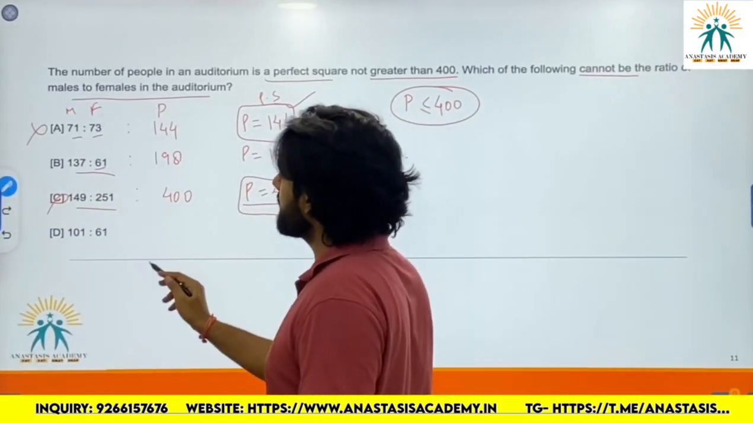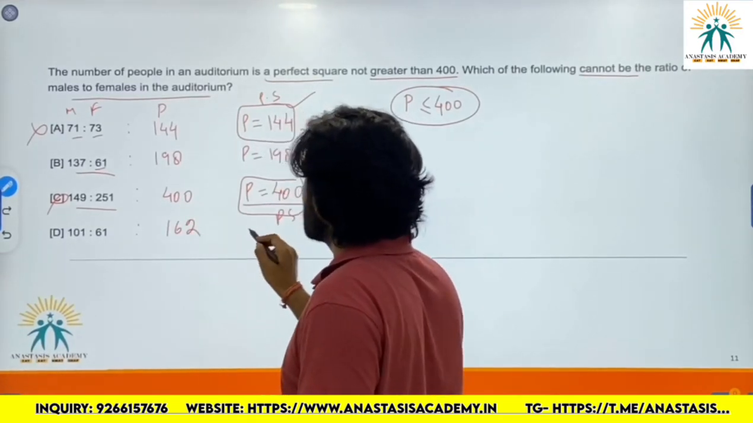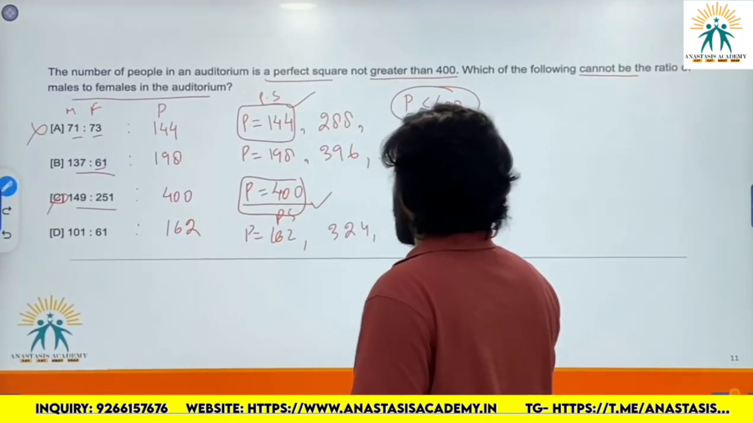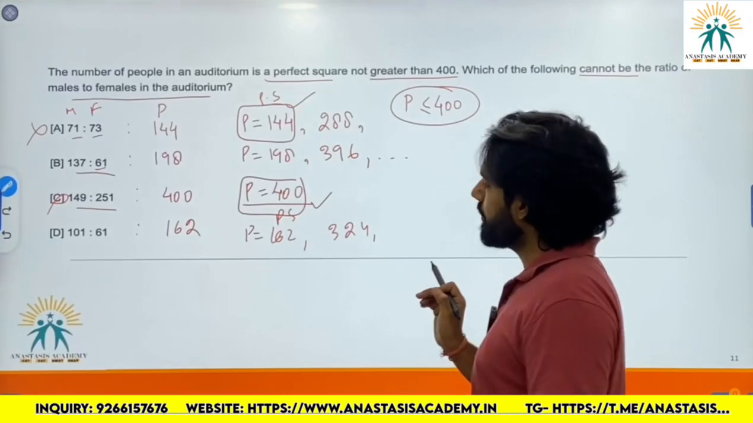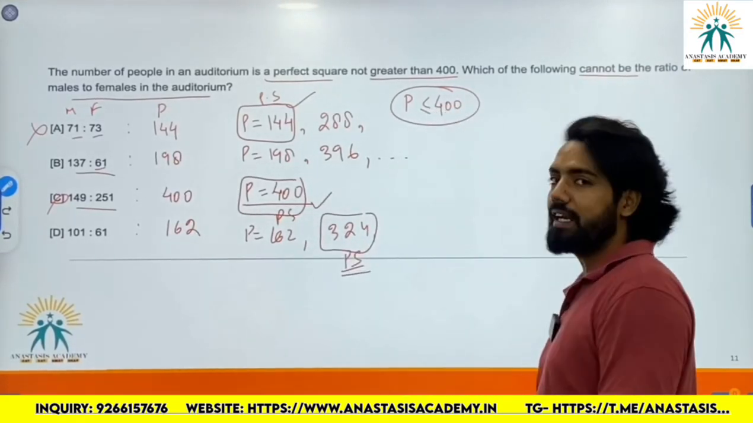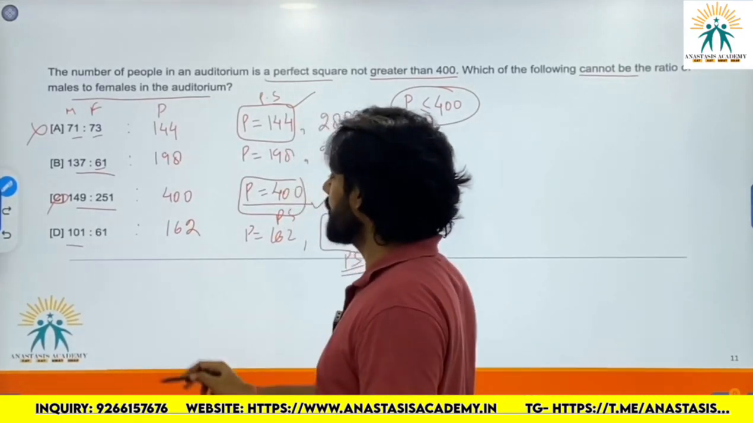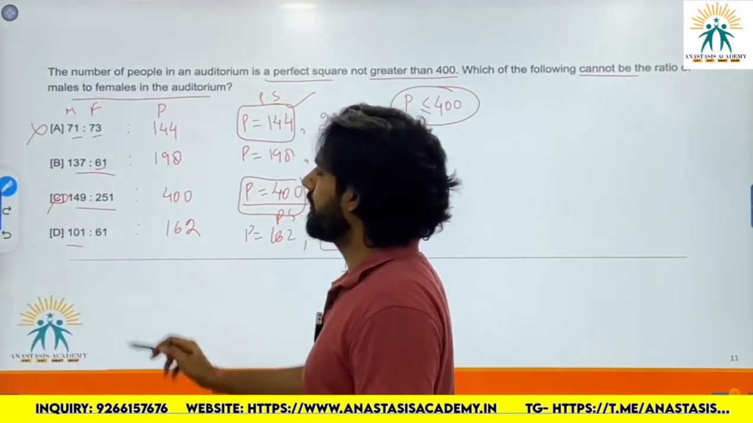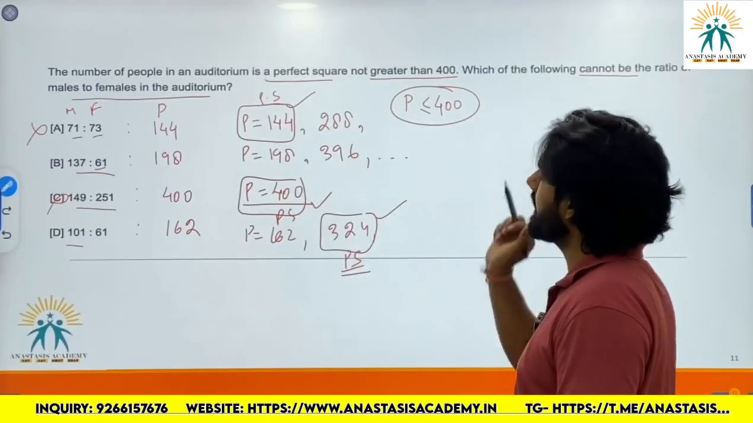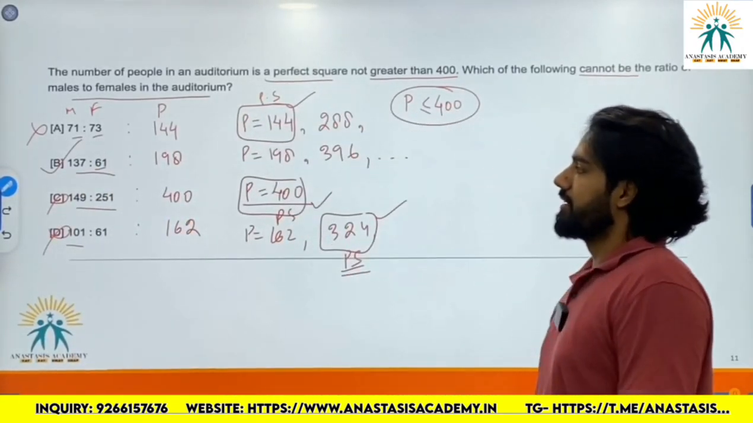Last is 101 is to 61. So the number of people would be a multiple of 162. So the number of people would be 162 and 324. Yes, these two values are not greater than 400, and 324 is a perfect square, which is the square of 18. So this is also possible that males are 202 and females are 122, and the total number of people would be 324, which is a perfect square and less than 400. So it cannot be my answer. So the correct answer to this question is option B.